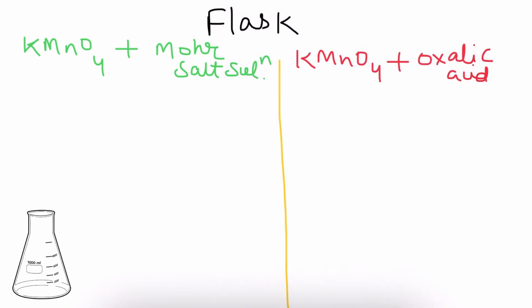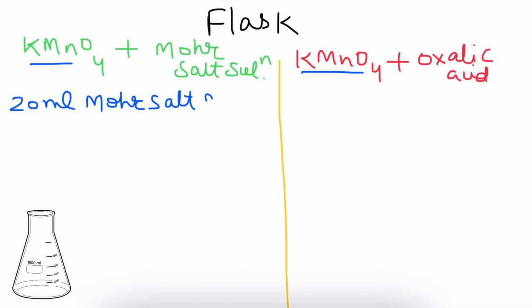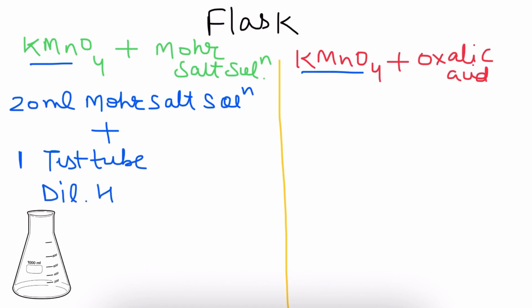We take KMnO4 solution in a burette, and in a flask, in case of titration of KMnO4 with Mohr salt, we take 20 ml of Mohr salt solution. You can also take 10 ml of Mohr salt solution, which is pipetted out, and one test tube full of dilute sulfuric acid of concentration 4N.